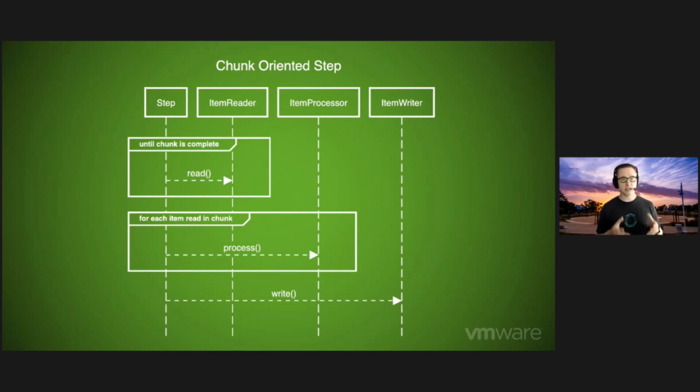Once that's done, it's going to take the results of all the item processor items and pass them all as a single call to the item writer. So item reader and item processor, item-based, item writer is chunk-based. The reason we do that is because there are optimizations that we can make on the item writer side that we can't make on the other 2. Think of things like batch inserts on JDBC calls or bulk flushing to a file system.